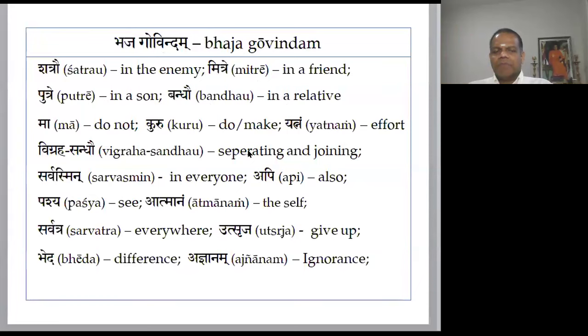That is what the first two lines are saying. Among friends, among enemies, among your children, or among relatives, or across all of them, don't make unnecessary, very close association, or keep them at a distance. Don't do that. That is the first two lines.